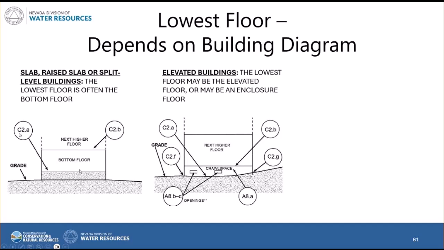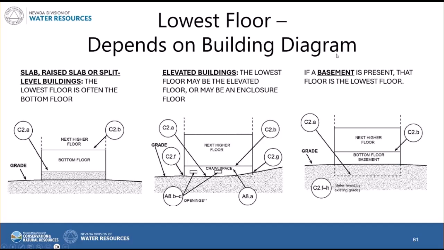The lowest floor is often the bottom floor in these types of buildings because it's the least high elevation and there's not some other type of thing that's happening over here. For elevated buildings, like those on a crawl space, that lowest floor might be the elevated floor, the next higher floor, C2B, or if the crawl space doesn't have enough vents or there's something else happening down here that does not comply with those non-elevation design requirements, it might be C2A, the bottom floor. So this is always the bottom floor, this is always the next higher floor, but the lowest floor might be either one of these depending on what's happening with the crawl space and the flood openings.